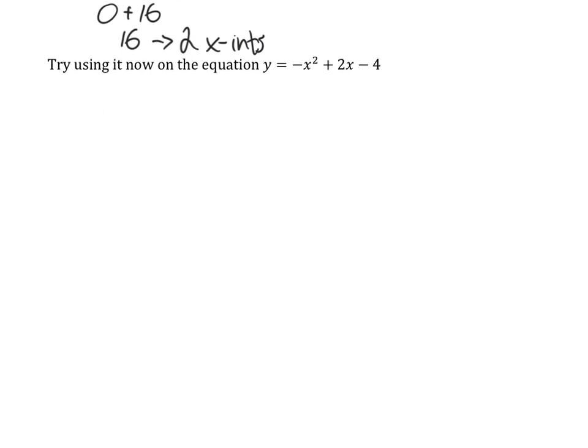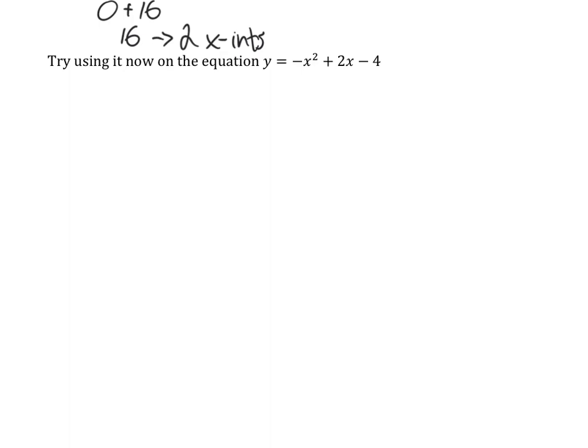Let's take a look at this last problem. Try it now on the equation y equals negative x squared plus 2x minus 4. Now I encourage you to pause the video here and try it on your own. Once you've done it on your own and you think you have the answer, hit play and check your answer against mine.